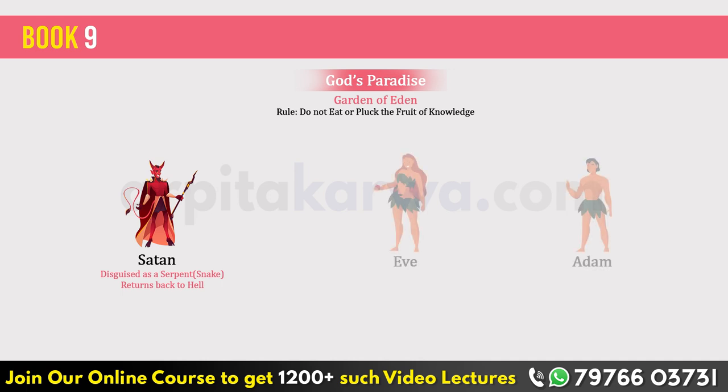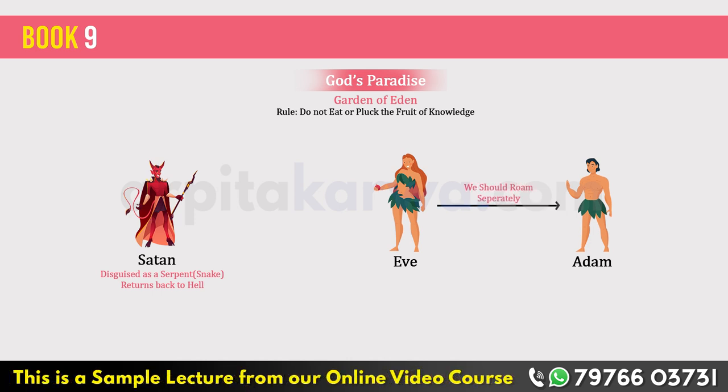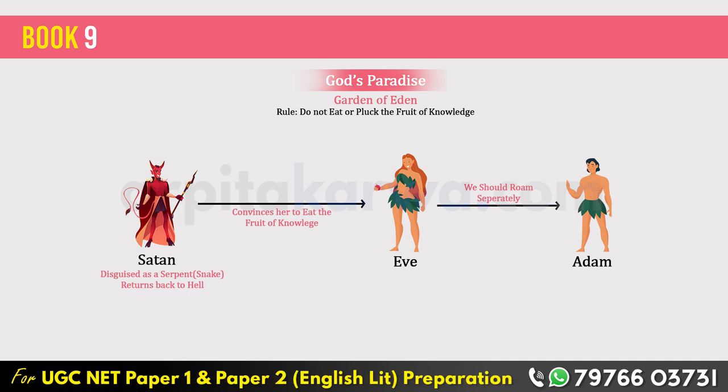Next morning, when Adam and Eve wake up for their gardening work, they have a small argument when Eve suggests that they both should go in separate directions to work. After much argument, Adam finally agrees. It is then when Satan, as a serpent, finds Eve alone and approaches her. For those who are still wondering what a serpent is, it's nothing but a large snake.